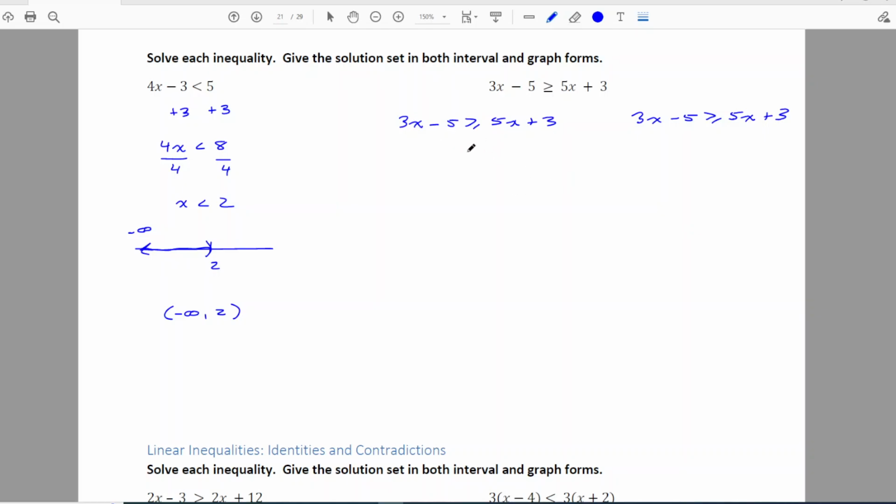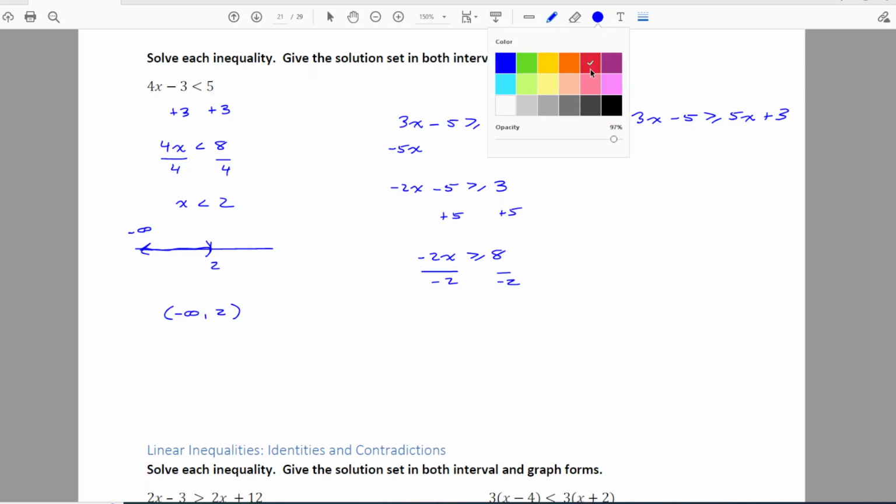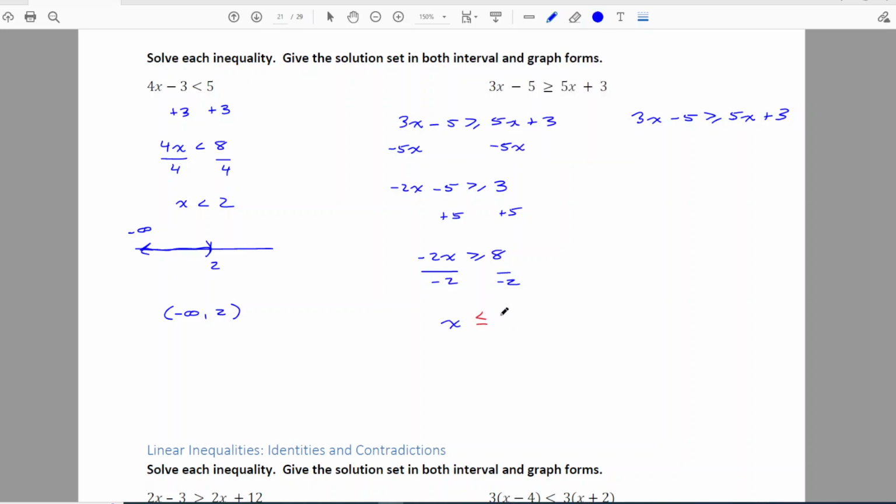Okay, the first time I do it, I'm going to do it the way most people like, which is x's on the left, numbers on the right. So I'm going to minus 5x from each side. That's going to leave me with negative 2x minus 5 is greater than or equal to 3. I'm going to add 5, add 5. I get negative 2x is greater than or equal to 8. Then I'm going to divide by negative 2. Because I'm dividing by negative 2, I have to flip my sign. That's going to leave me with x is less than or equal to negative 4.